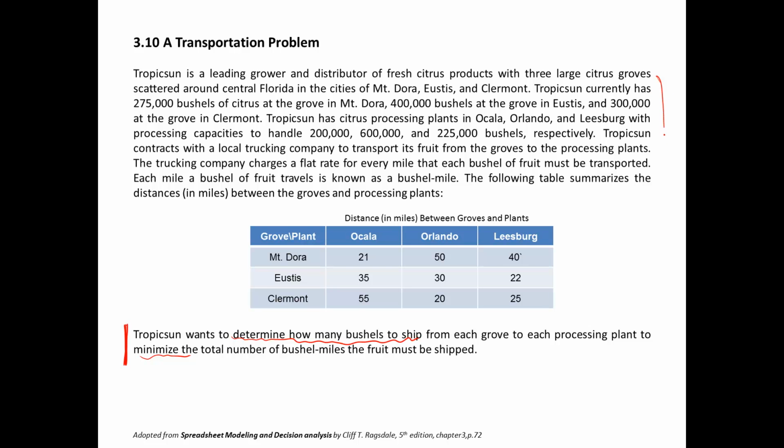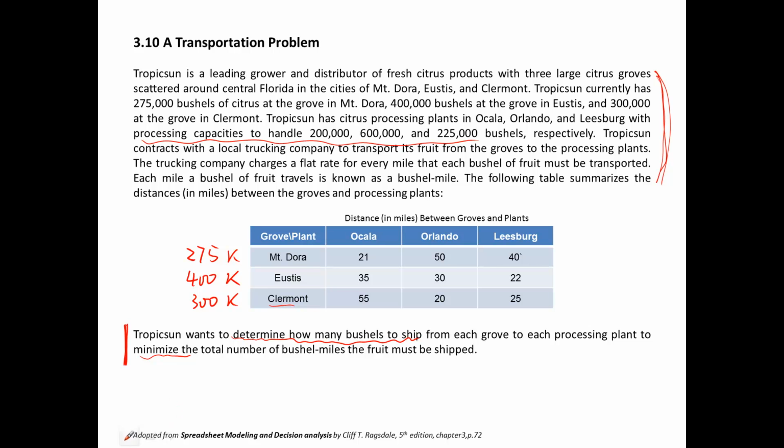And this entire paragraph gives us some general information and tells us, okay, 275,000 bushels is available at Mandora. 400,000 is available here, and 300,000 available here. Okay, and we also have some processing capacities at each of those places. Okay, pretty simple and clear information.